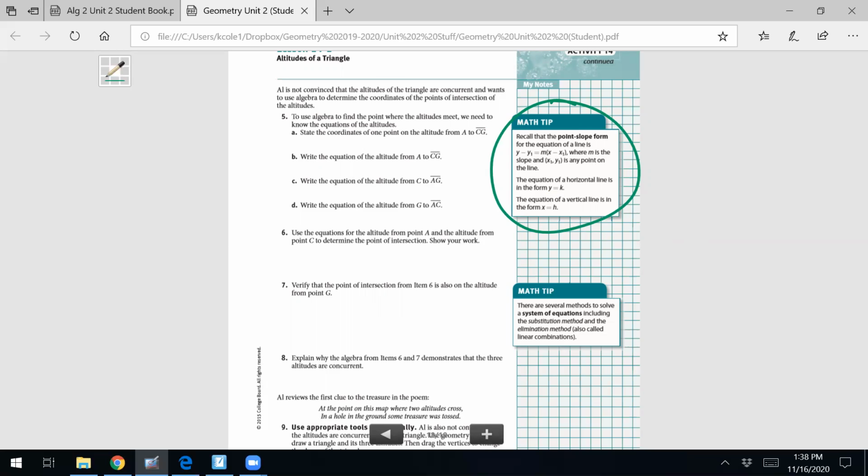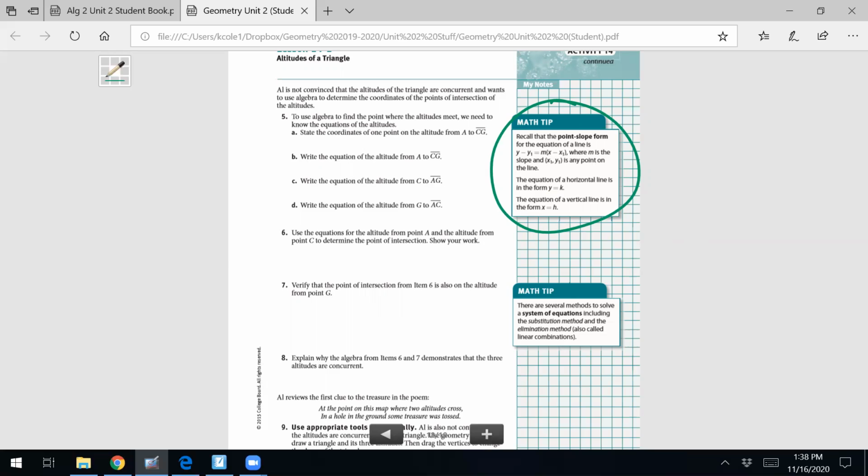(0, 0). Where is C located? Where is G located? So you can use those ordered pairs. You've got an ordered pair and you have a slope, so you can write an equation. Okay, so that's what we're going to be doing.